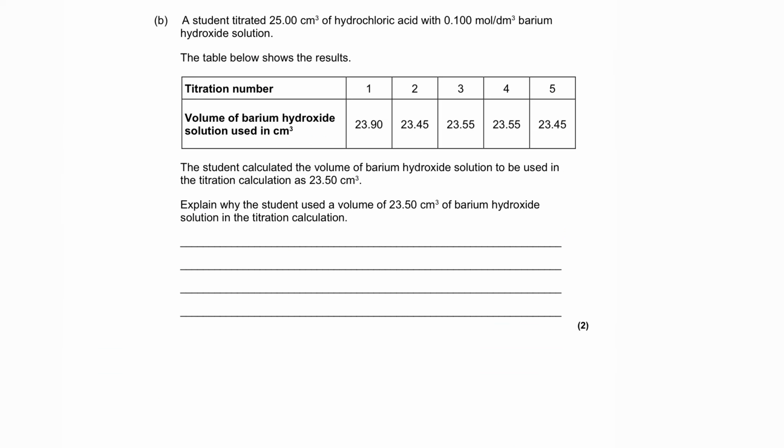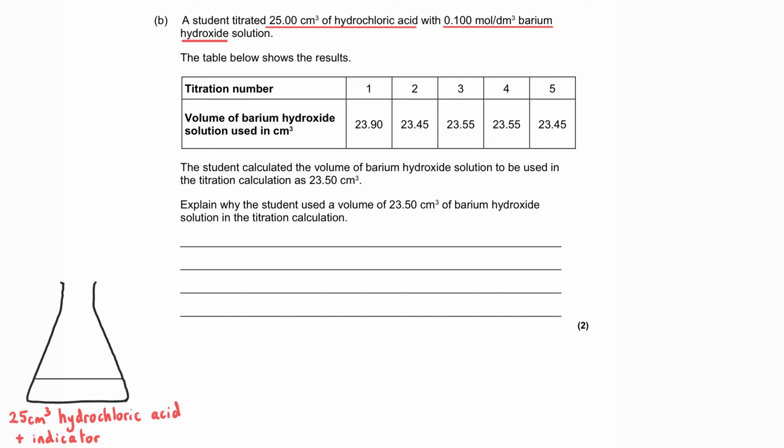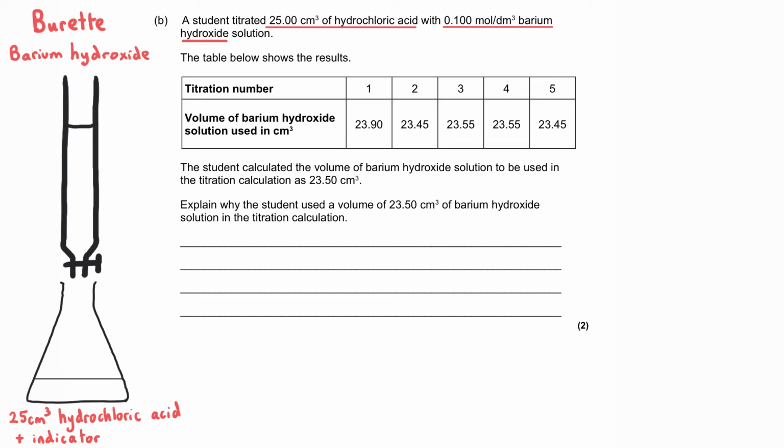A student titrated 25 cubic centimetres of hydrochloric acid with 0.1 moles per decimetre cubed barium hydroxide solution. This means that they would have put the hydrochloric acid into a conical flask with 4 or 5 drops of a suitable indicator, and the barium hydroxide would be in a burette above the conical flask. The table below shows the results. We can see that we've got 5 different titrations carried out, and the volume of barium hydroxide solution used each time to make the indicator change colour is shown in each case.